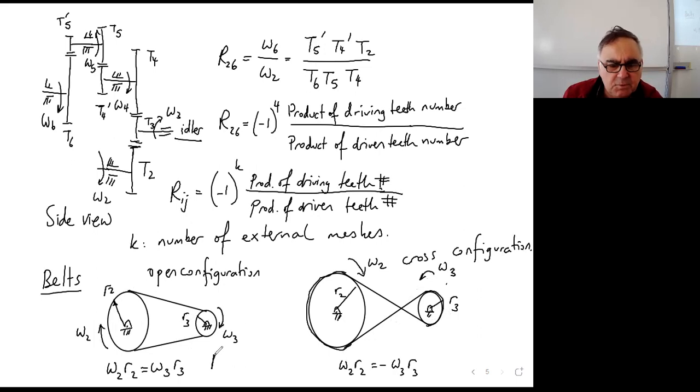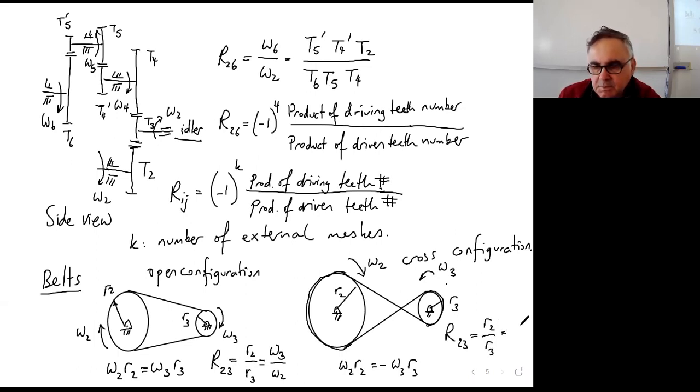Okay. So in the open configuration, the ratio will be R2 over R3, which is omega 3 over omega 2. Here in the cross configuration, the ratio will again be R2 over R3, but this time it will be minus. The directions will be opposite. Okay. So they are very similar to the gears. The kinematics of belts is quite similar to the gears. This one corresponds to internal mesh, and this one corresponds to the external mesh.